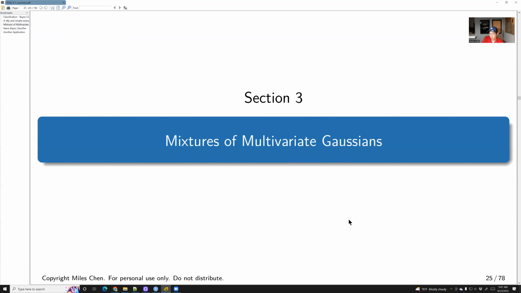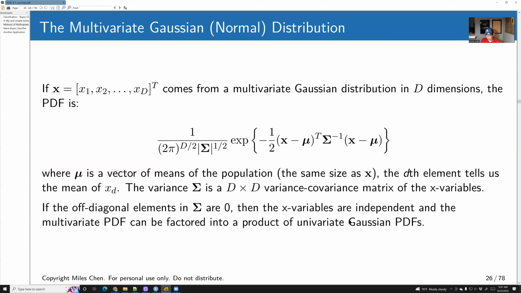Okay, so let's expand this and take a look at a multivariate Gaussian. So rather than just this kind of silly example with marbles and the binomial distribution, let's look at something a little bit more practical, and we'll look at a mixture of multivariate Gaussian distributions.